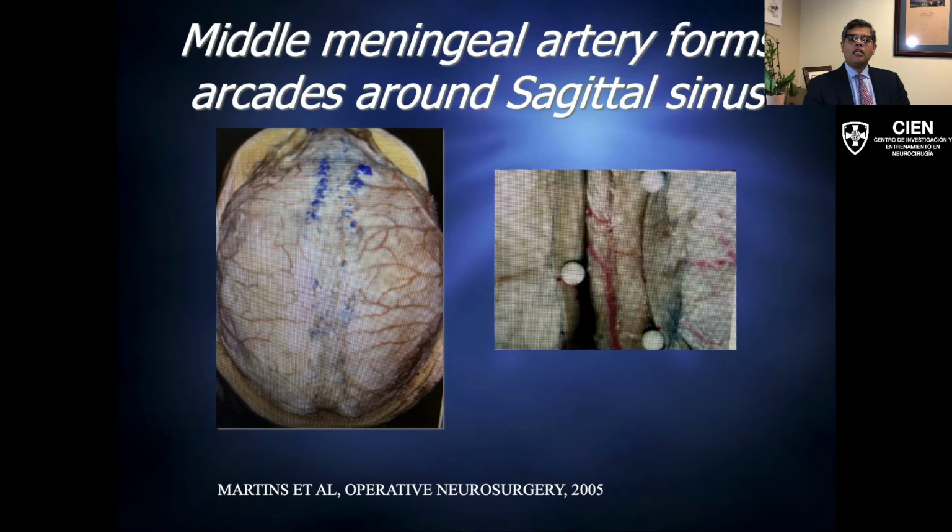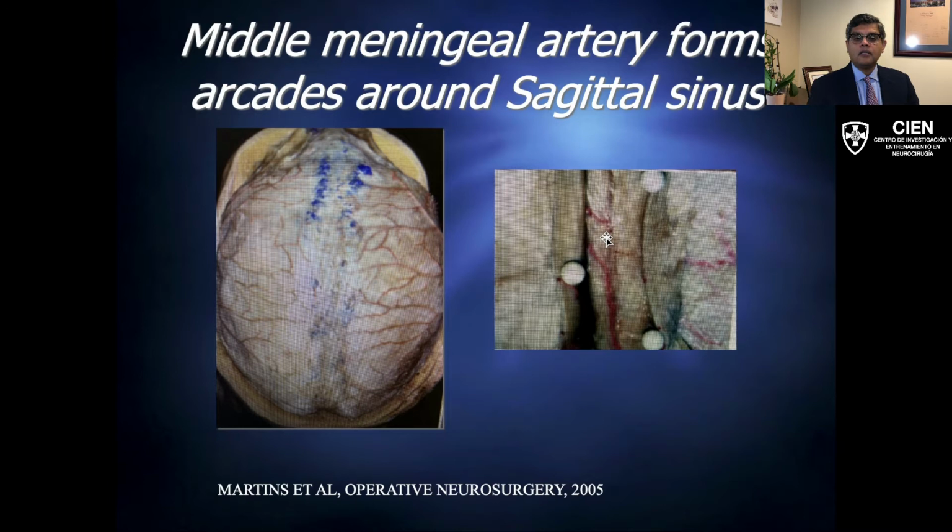The middle meningeal artery supplies this membrane, or most of it, and forms arcades around the sagittal sinus. This has been well described by Dr. Al Roten's group, and you can see how these arcades form around the sagittal sinus. These are branches of the middle meningeal artery, and when you open the sagittal sinus, you actually see that these branches of the middle meningeal artery lie within the walls of the sinus.